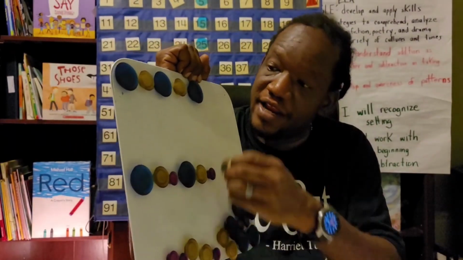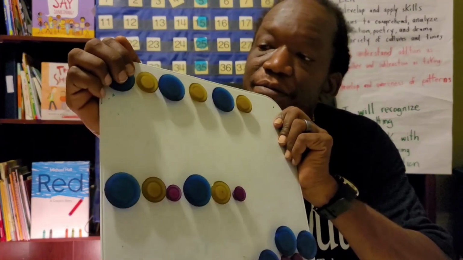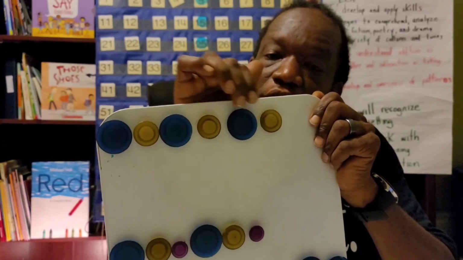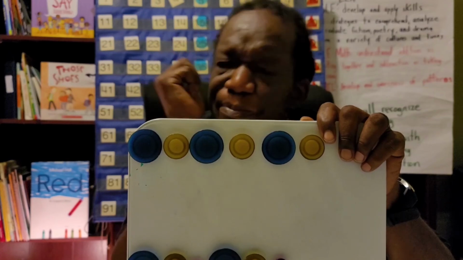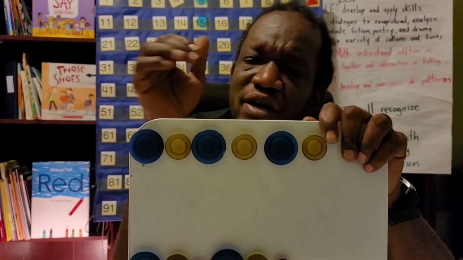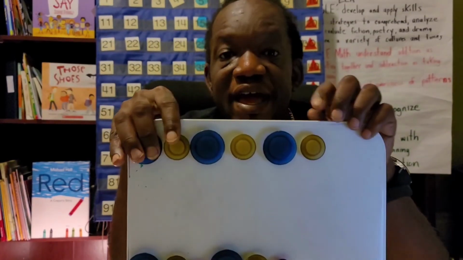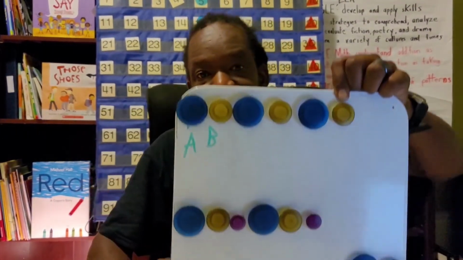Yellow. That's right. But I heard somebody said big, small, big, small, big, small. Either way, it's still the pattern, right? And what kind of pattern is this? Is it how many things repeat? Just two, right? That's right. So this is an AB pattern. It's an AB pattern. So let's write AB pattern, right? It's an AB pattern.